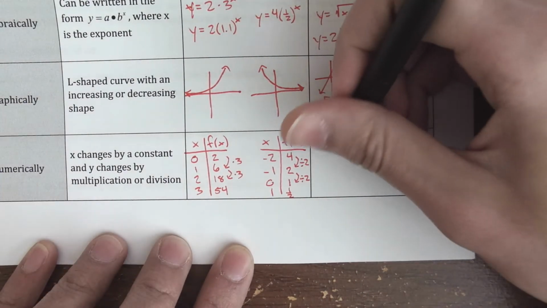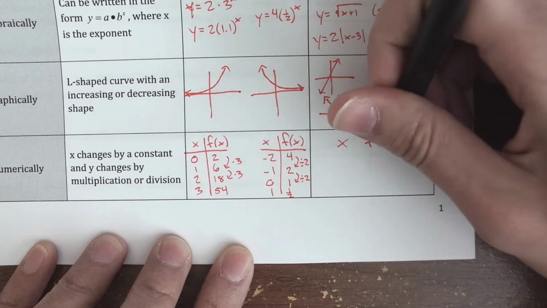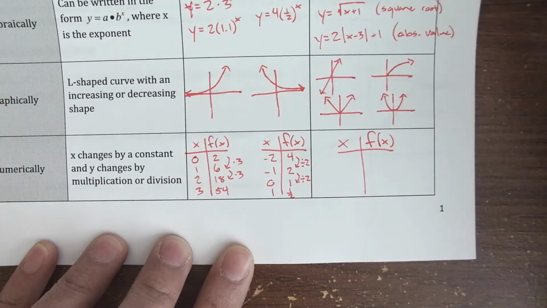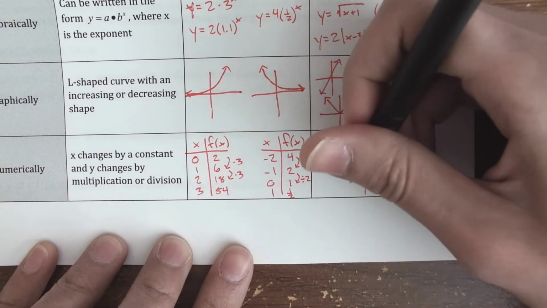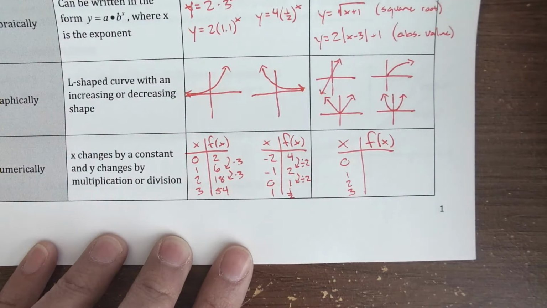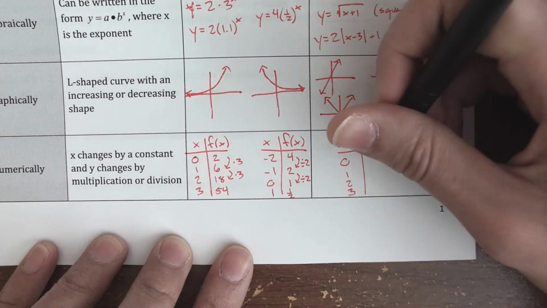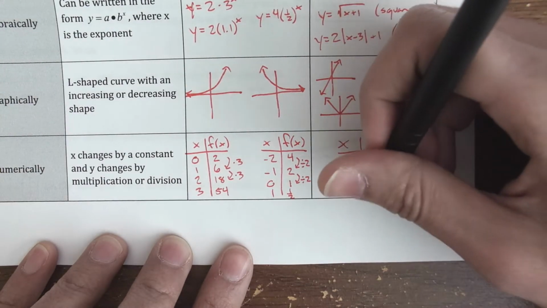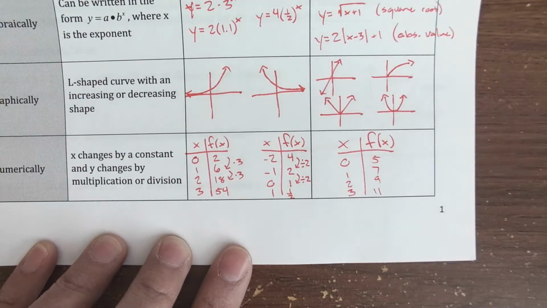A non-example table of values numerically would be any other function. So let's do a linear function. So 0, 1, 2, 3. We'll say our y values or f of x values are, say, 5, 7, 9, 11, increasing by an additive rate of change. This is a non-example of an exponential function.